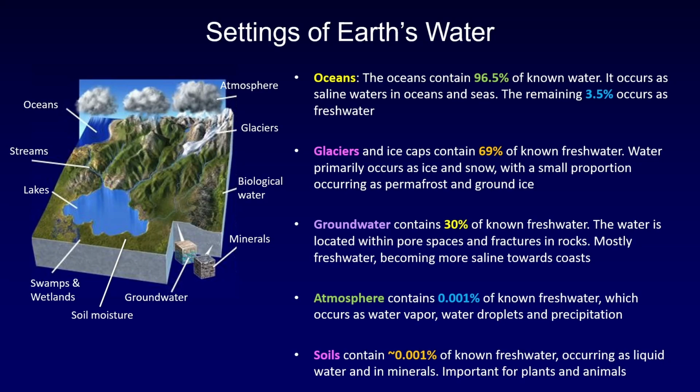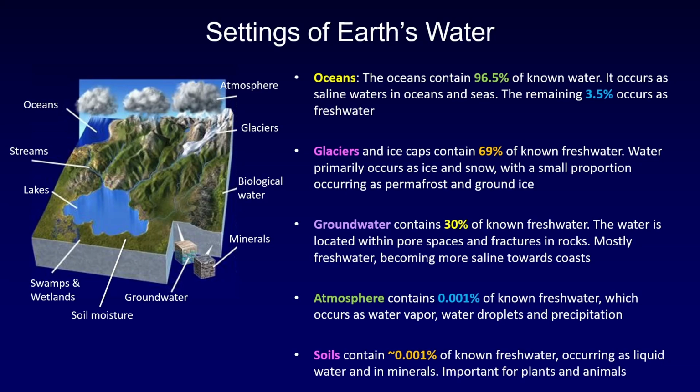Okay, so now let's begin thinking about where the Earth's water is located. A very significant portion of the Earth's water is located in the oceans, where it occurs as saline water, also referred to as salt water. The oceans contain about 96.5% of all known water on planet Earth. This means there's about 3.5% of water which is outstanding, and this occurs as fresh water. The fresh water is located on the continents and within the Earth's atmosphere.